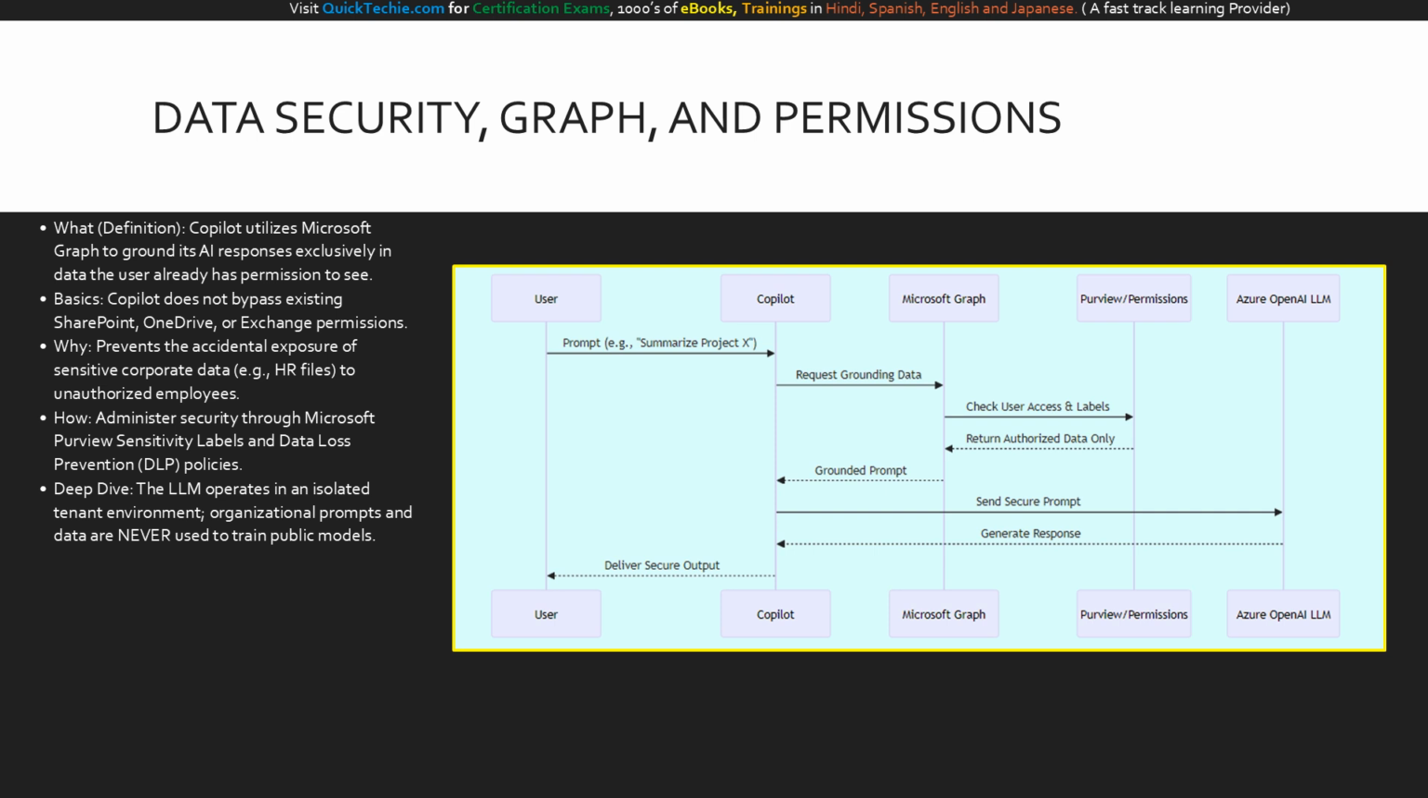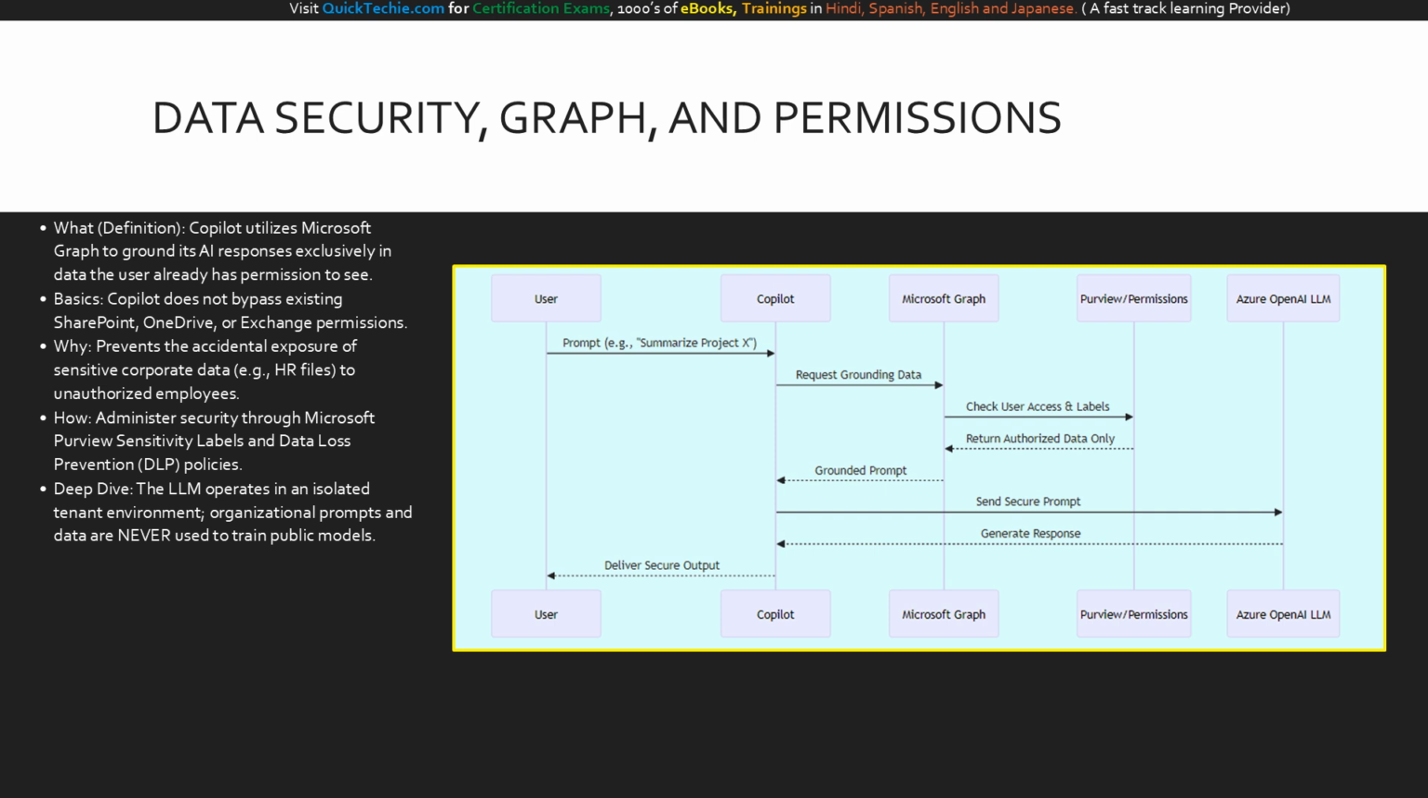Let's trace the exact lifecycle of a Copilot prompt to visualize these security boundaries. The user starts by sending a prompt to Copilot. Copilot doesn't go straight to the AI. Instead, it sends a data request to Microsoft Graph. Graph then checks with Purview and your tenant's permission models. This is the critical security gate.